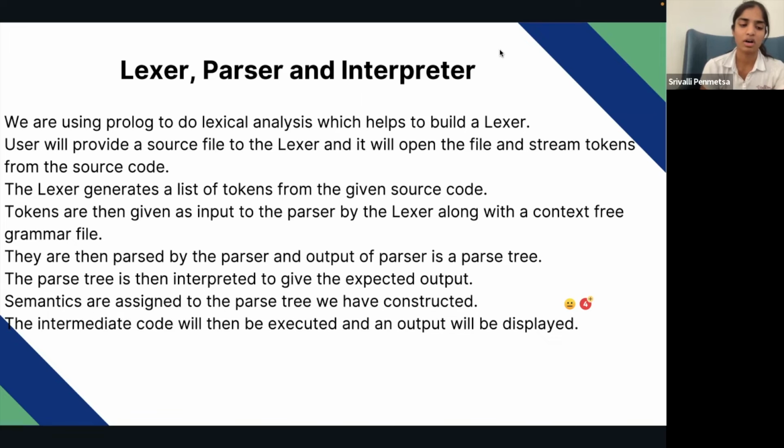For getting the final or expected output, we have to input this parse tree to an interpreter. The parse tree is then interpreted to give the expected output. Semantics are assigned to the parse tree that we have constructed. After the semantics are assigned, the intermediate code will be executed and an output will be displayed as expected.